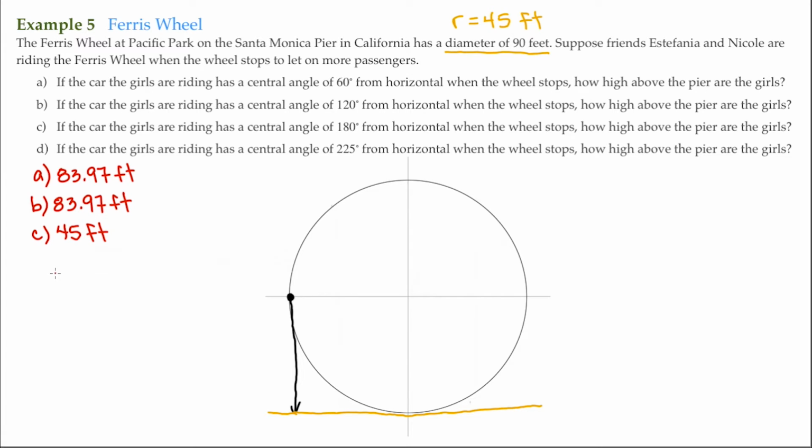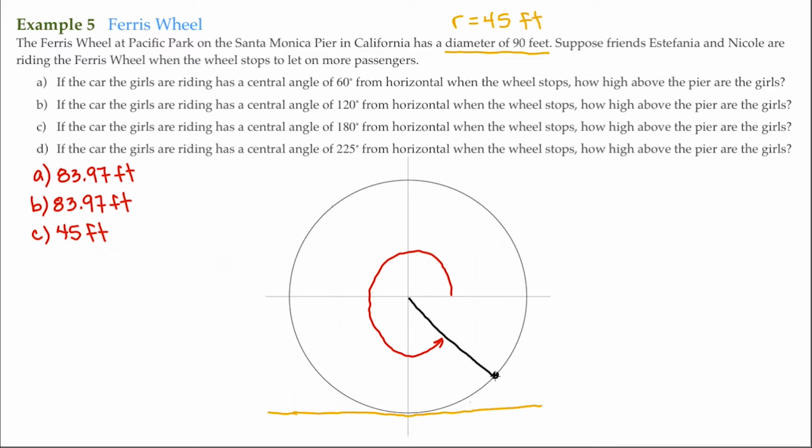And for D, if the car the girls are riding has a central angle of 225 degrees from horizontal when the wheel stops, how high above the pier are the girls? So 225 degrees, that'll be right over here. And remember that the central angle, let me put in my radius here, the central angle is the one that starts at our initial point and goes all the way around.